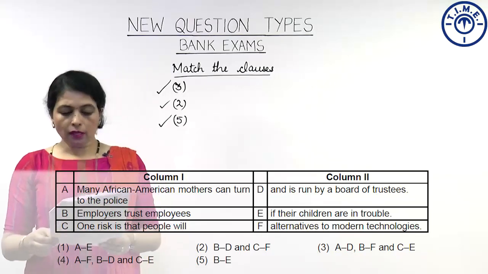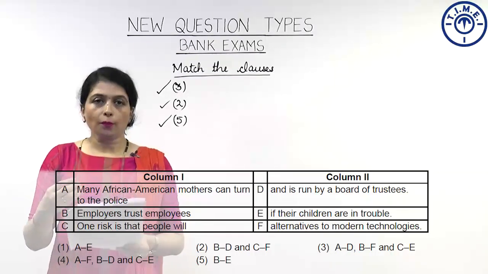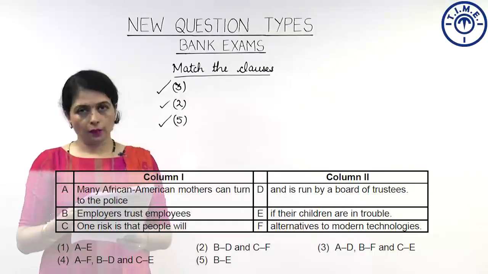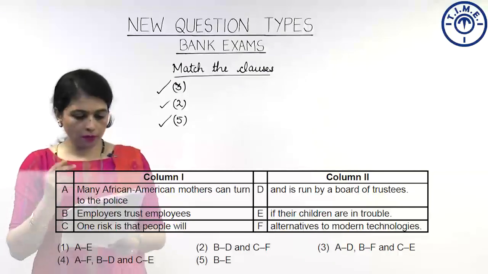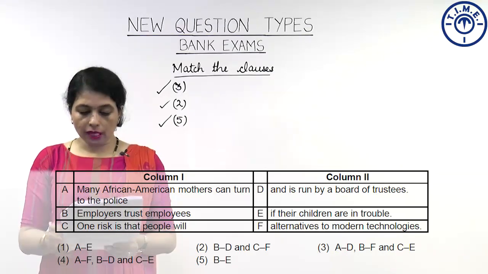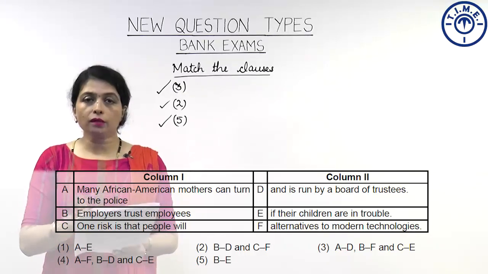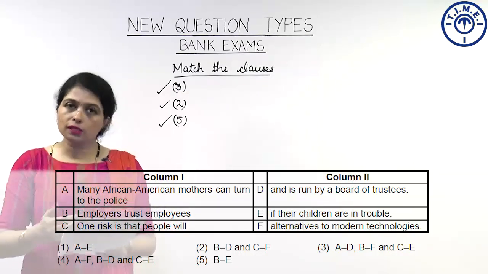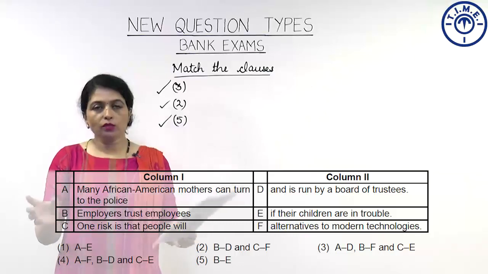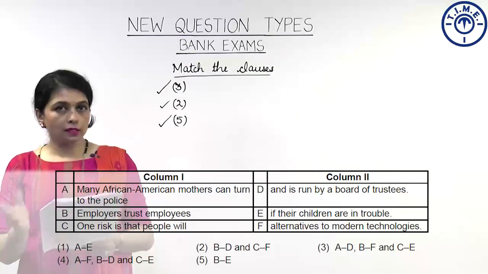Well, A has many African American mothers can turn to the police. Now, we turn to somebody for something, or we turn to somebody in the possibility of something happening. So either of these things has to be kept in mind. "Many African American mothers can turn to the police and is run by a board of trustees" is not right, because neither African American mothers nor police is a singular noun, and in D "is" is a singular verb auxiliary which does not match. So we cannot work with A and D as a correct combination.